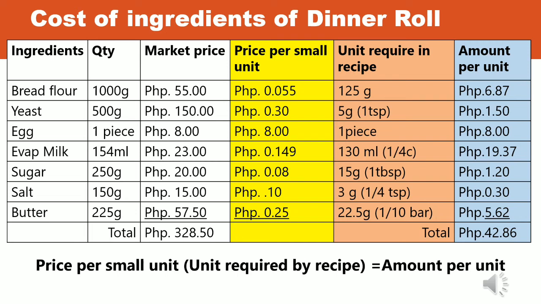Next is the butter. The butter costs 25 centavos per gram. The recipe requires 22.5 grams, meaning we're going to multiply 0.25 and 22.5 equals 5 pesos and 62 centavos.